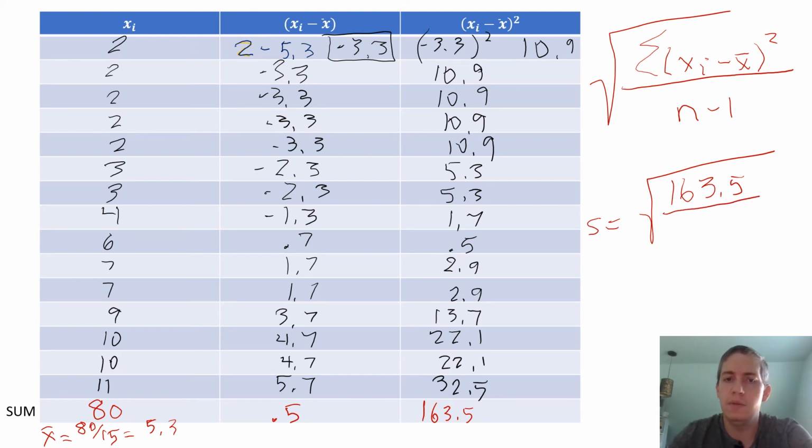So that middle column, I call those the deviations, or how far off they are from the mean. And that last column I call the squared deviations. I have to divide by 15 minus 1, because 15 is the number of observations, and then I have to take the square root. And when I take 163.5 and divide by 14, I get 11.7, and then all together I get the standard deviation is approximately 3.4.